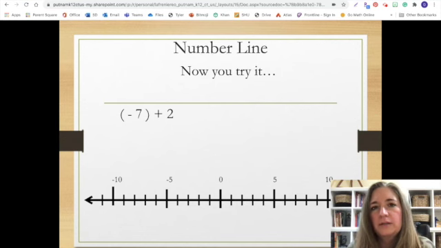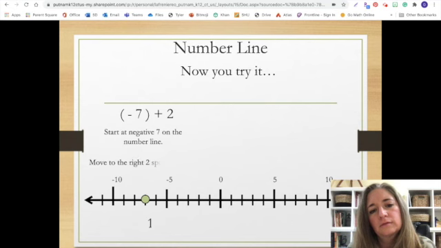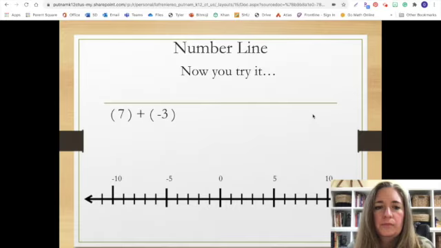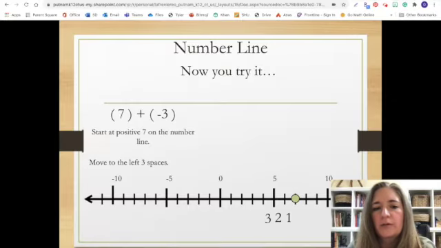So try this one. You got -7, you move 2 to the right, and you get an answer of -5. Now this one's a little different because we're starting with a positive, but try it. So you would start at +7 on the number line, and then with that negative, you're going to move to the left 3 times. So we started at 7, move 1, 2, 3 to get an answer of 4.